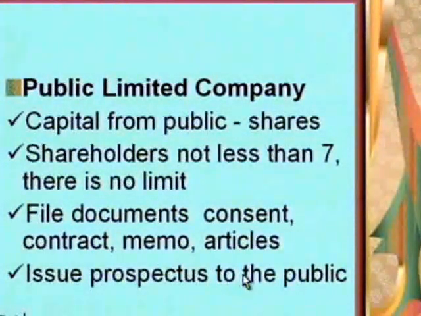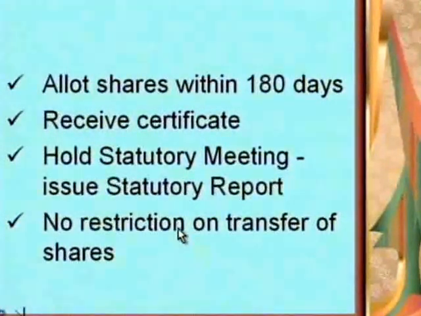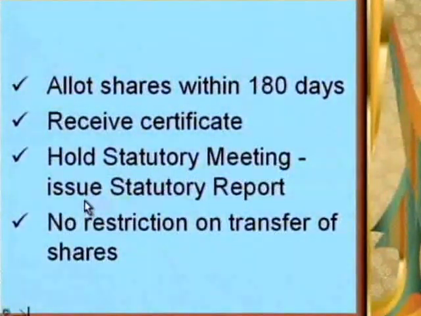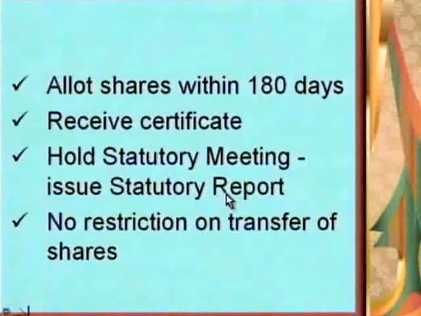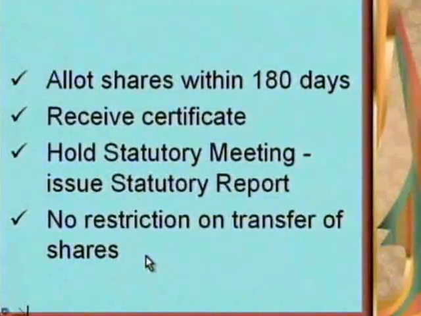The public limited company is supposed to issue a prospectus to the public. It should allot shares within 180 days from the date of prospectus. It must get a commencement of business certificate from the registrar of joint stock companies. It should hold a statutory meeting and also issue a statutory report to the members as well as to the registrar of joint stock companies. There is no restriction on transfer of shares.